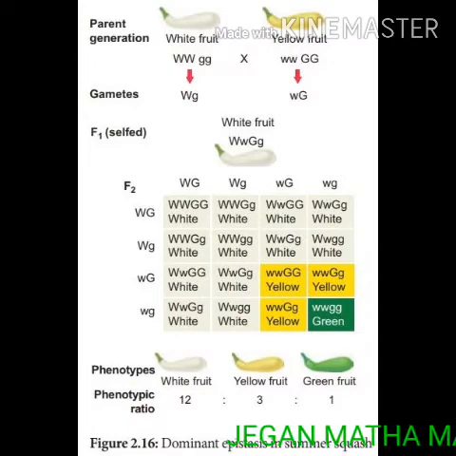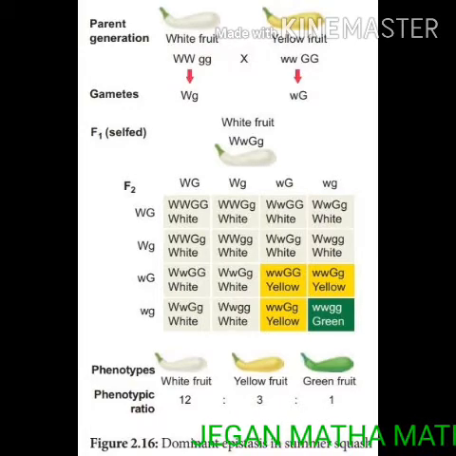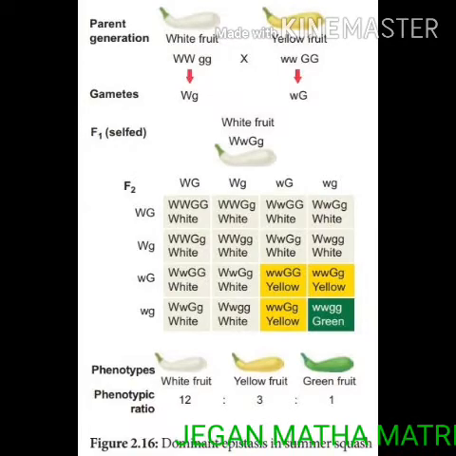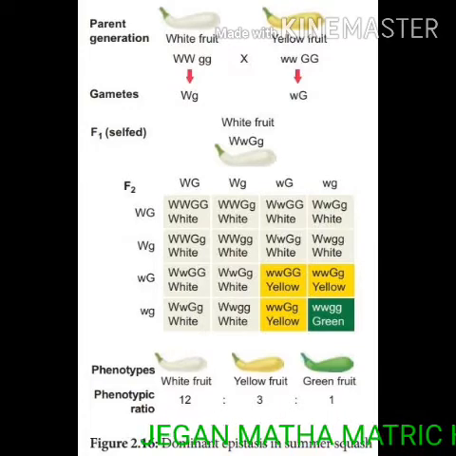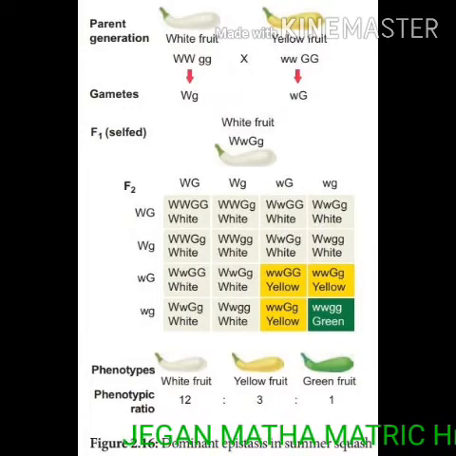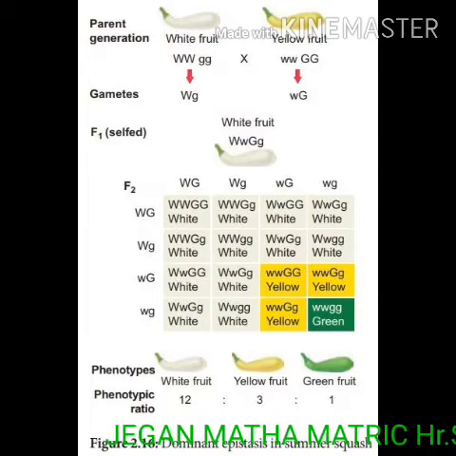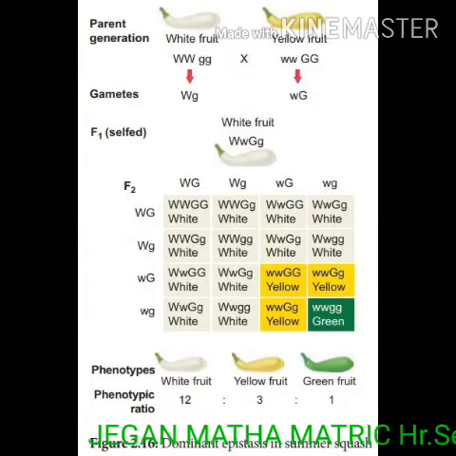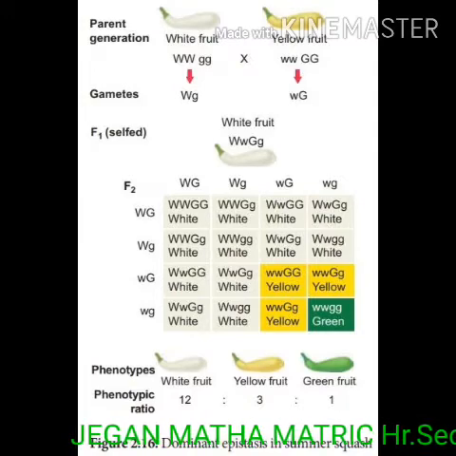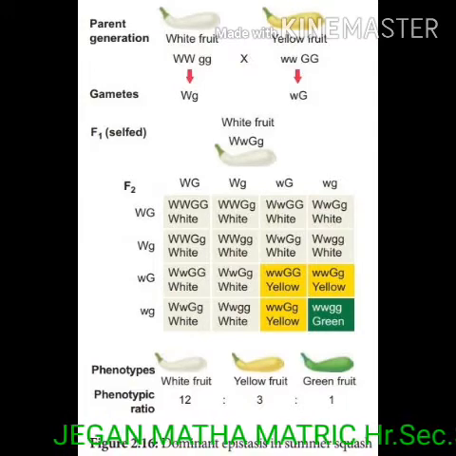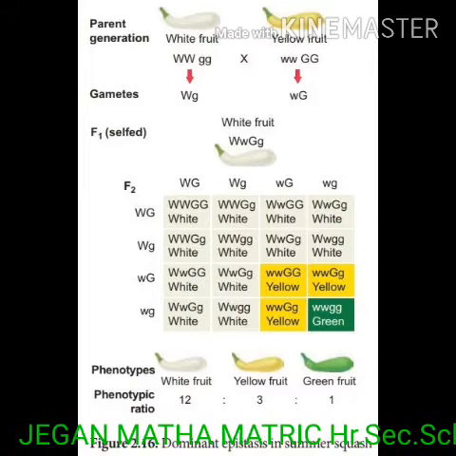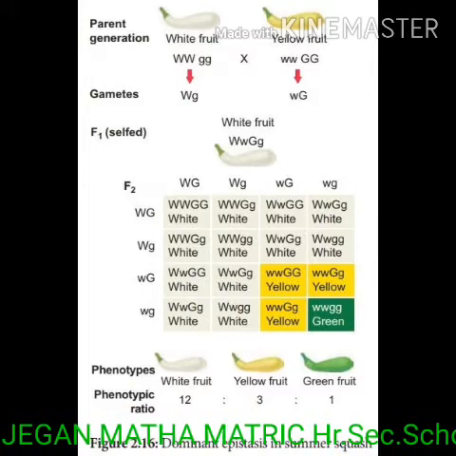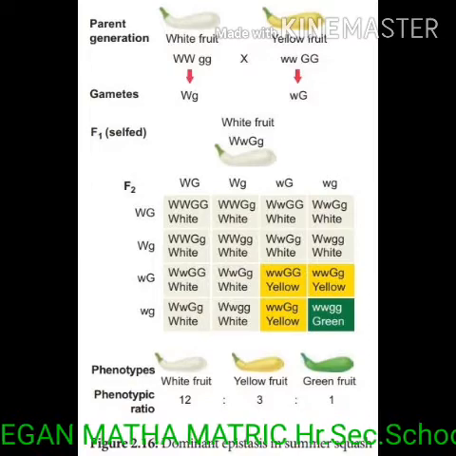Only homozygous recessive small w genotypes can give colored fruits. Double recessive, small w small w, small g small g, will give green fruit. Plants having capital G in their genotype, small w small w capital G small g and small w small w capital G capital G, will give yellow fruits.